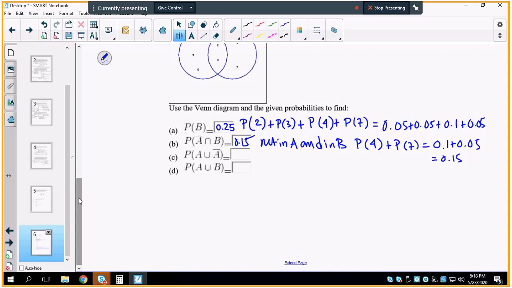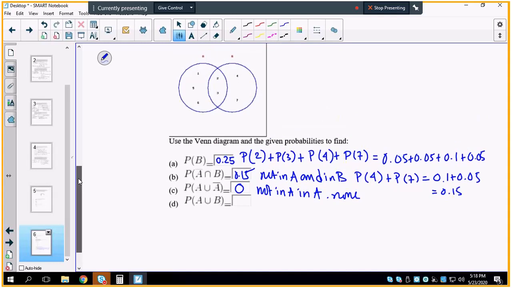Probability of A union A complement. So not in A, at the same time in A. None. There is nothing that will be in A and outside of A at the same time. You cannot find anything that is both in A and not in A. So the probability is clearly 0. Finally, probability of A union B. Well, that is everything. Everything is in either A or B.